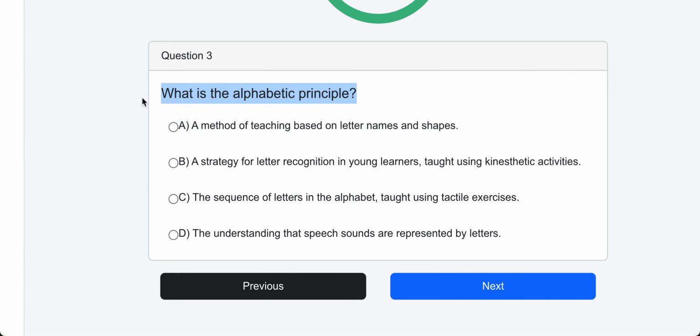All right, moving on to question number 3. This reads, what is the alphabetic principle? Take a moment, read the answer options, and select the one that you think is best. All right, so remember, the alphabetic principle is the understanding that speech sounds are represented by letters. So, yeah, simple enough. The alphabetic principle involves understanding that each sound in a word is represented by a letter.